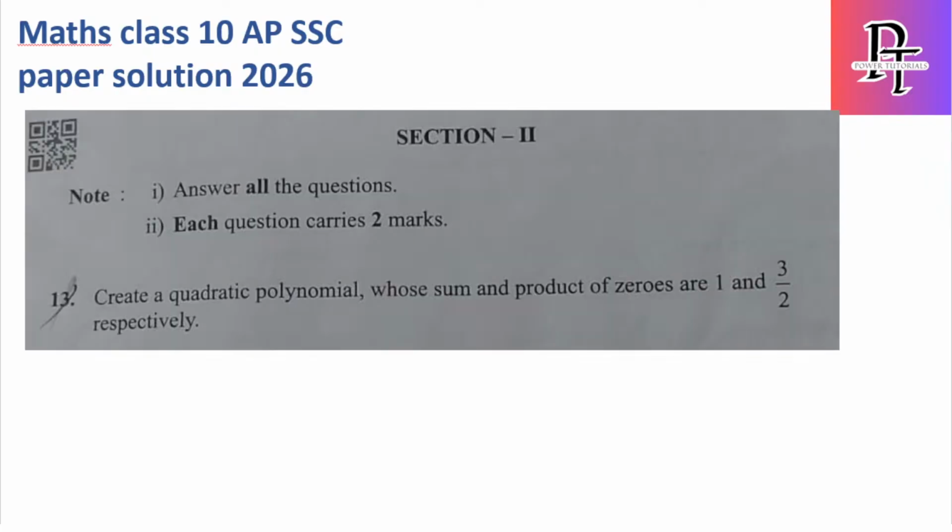Okay, so in this way all the section 1 questions are done. So let's move into the section 2 questions. Create a quadratic polynomial whose sum and product of zeros are mentioned. If the sum and product are mentioned, what is the standard quadratic equation?